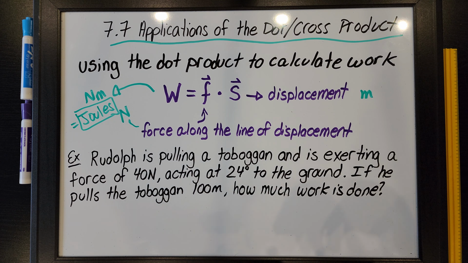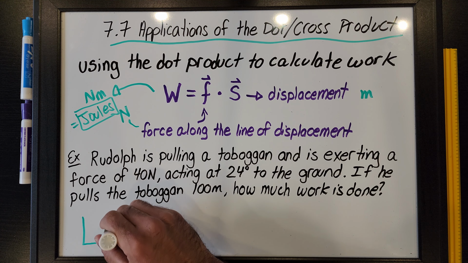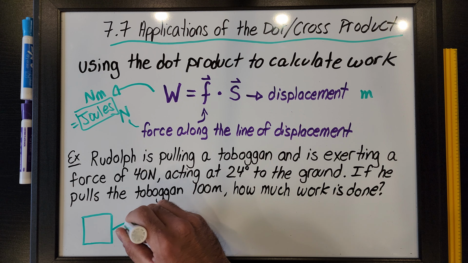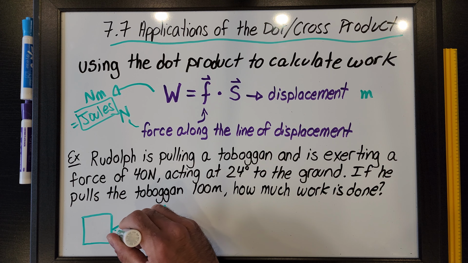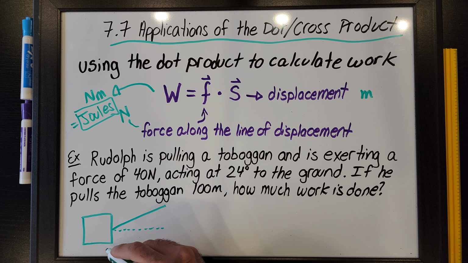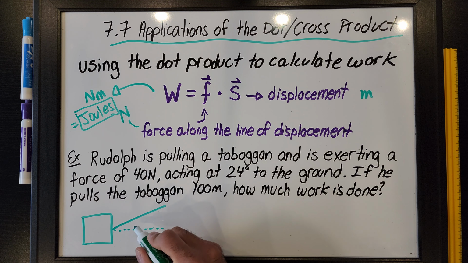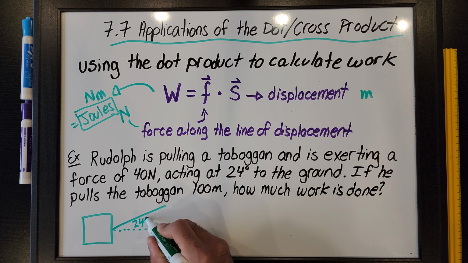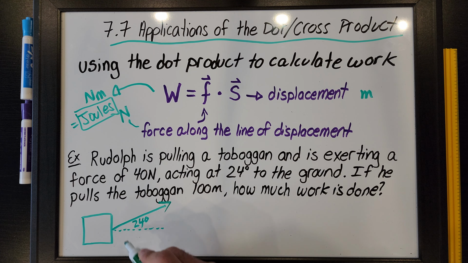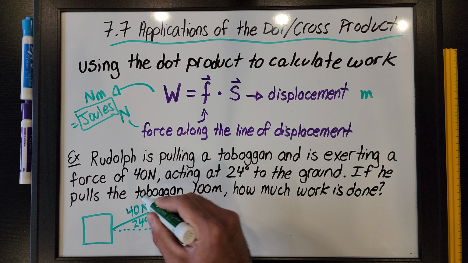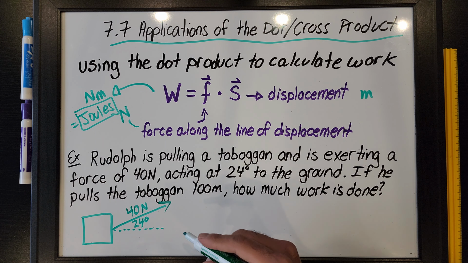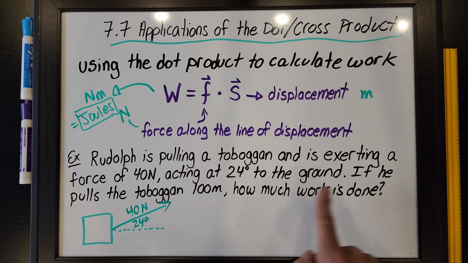All right, let's take a look at an easy example. Rudolph is pulling a toboggan and is exerting a force of 40 newtons, acting at 24 degrees to the ground. So if this is the object and Rudolph is tugging this, if this is the ground, wherever we draw that vector, could be lower, right at the bottom, doesn't really matter, as long as I know that this is 24 degrees. And this vector right here that's being tugged is 40 newtons. Now, if he pulls a toboggan 100 meters, how much work is done?